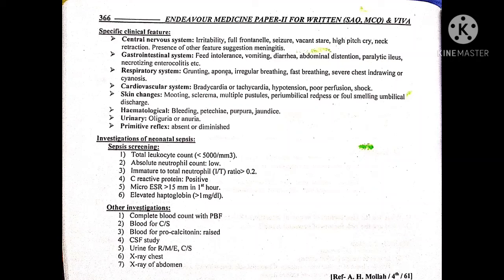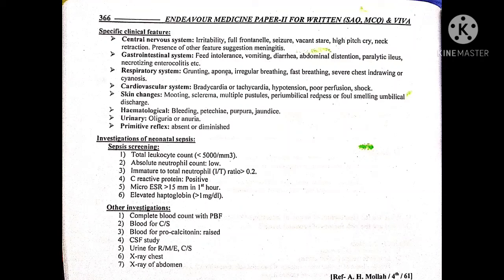Hematological changes may occur, which may result in bleeding, petechiae, purpura and jaundice. Urinary symptoms may be oliguria and anuria. And primitive reflexes can be absent or diminished.